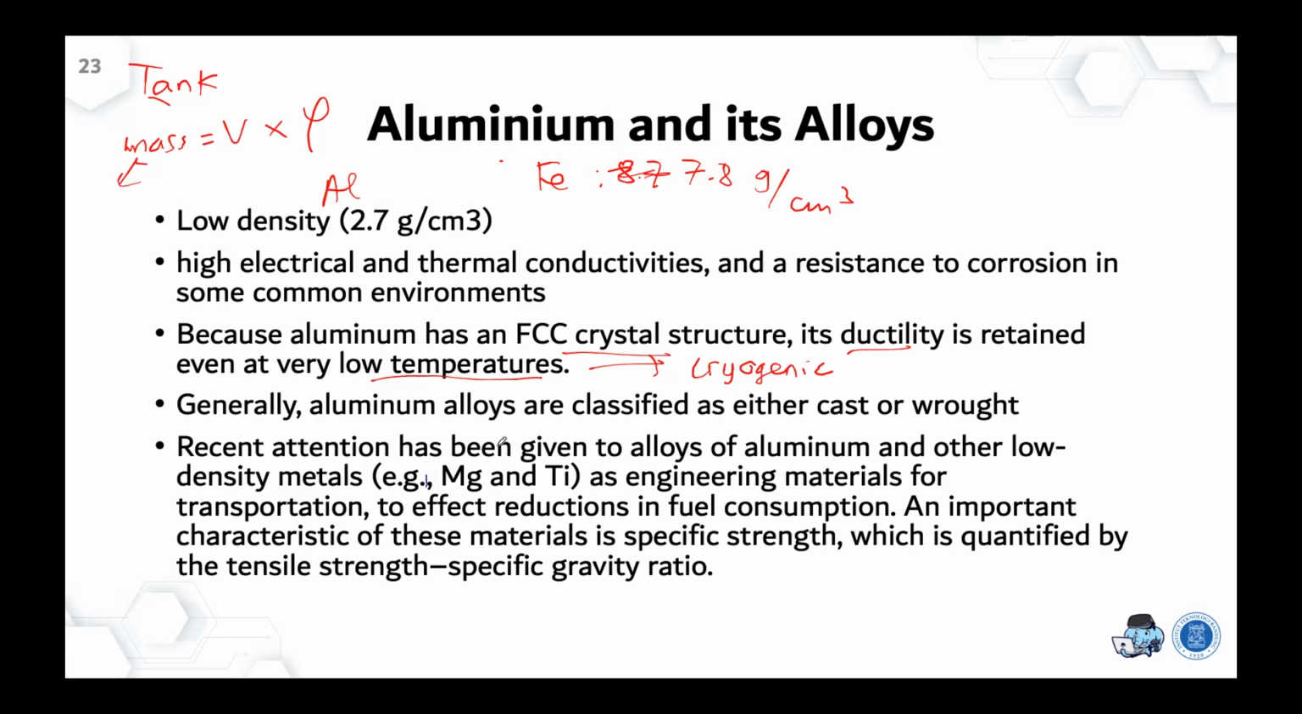Okay, and then recent attention has been given to alloys of aluminum and other metals, magnesium and titanium, as engineering material for transportation to reduce fuel consumption. So this one is called the light metals. This was my dissertation at Swinburne University in Australia 12 years ago, about production of magnesium. And then the aluminum and the titanium, they make as a light metal.